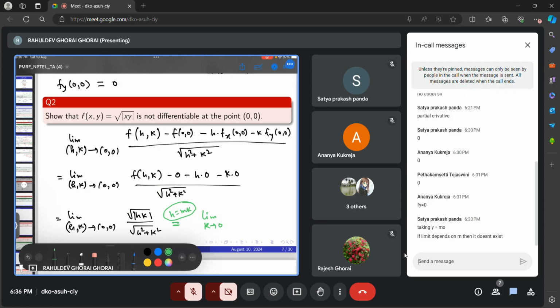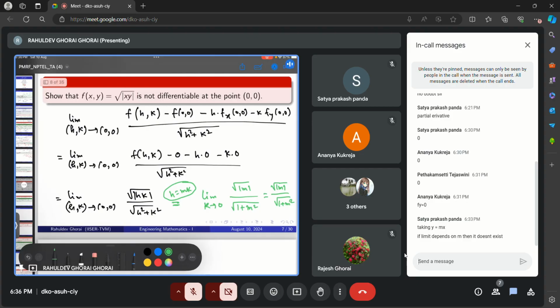I'm assuming if it exists, through the h equal to mk path, it will be modulus of m over square root of 1 plus m square, mainly m square plus 1, this is equal to m square. So that is nothing but modulus of m over square root of 1 plus m square. So through different paths you are getting different limits, so the limit does not exist.